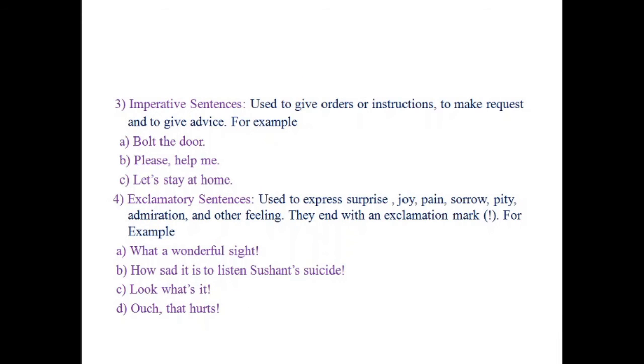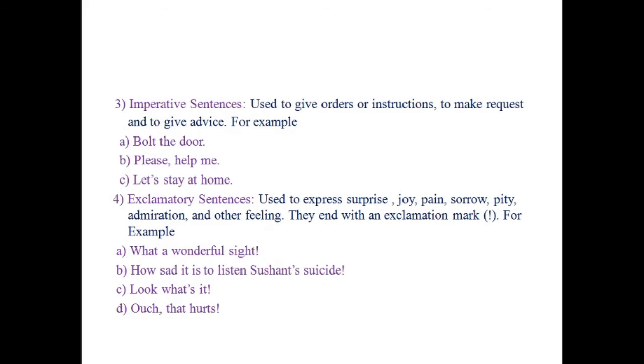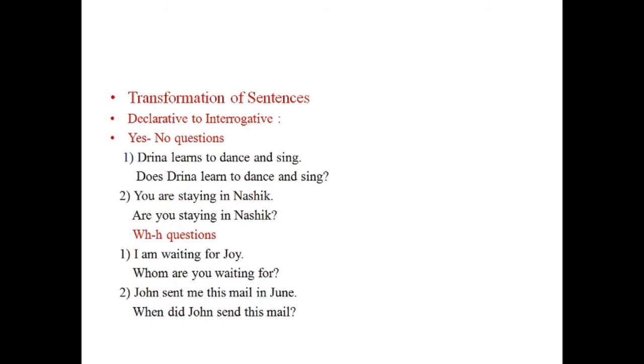Dear friends, so far we have discussed four types of sentences. First, declarative sentence that asserts, states information, expresses opinion. Second, interrogative sentence that asks or makes a question. Third, imperative sentence that gives orders or instructions or makes a request. Fourth, exclamatory sentence that expresses surprise, joy, and feeling.